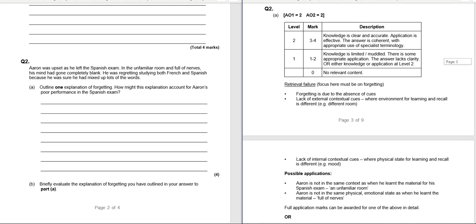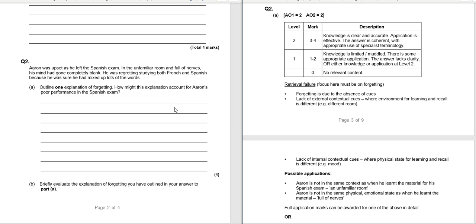Now, this has been marked slightly differently to the previous one, because if we just go to the mark scheme, we've got some banding here. I don't know why there's a discrepancy in the way that they're marked differently, but again, we're going to be looking at probably the retrieval failure. So it is marked the same, really. It's just that as an examiner, you would want to band it like this, because the way that we would do this is say, well, level 1 is if there is not really any application at all, if it's just some kind of knowledge.